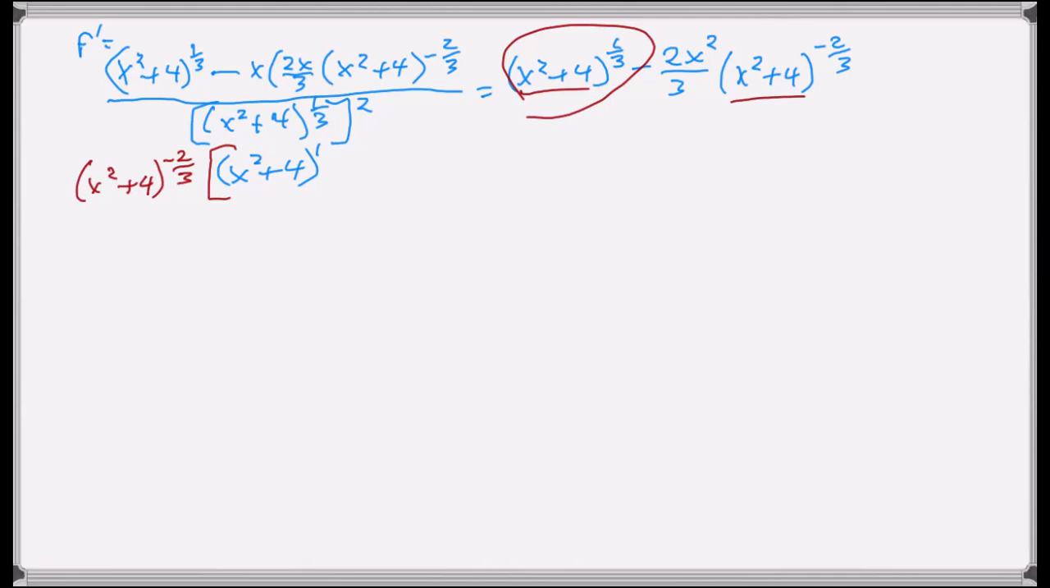If I multiplied the two things that are showing right here together, wouldn't I get, in blue, x squared plus 4 to the 1/3 power? Okay, if you're with me. And then I've got negative 2x squared over 3 times what? Well, look, that's the very thing we factored out. So it would just be times 1.